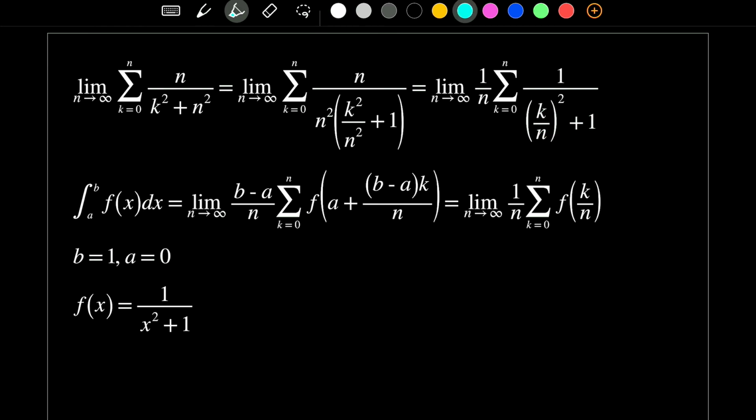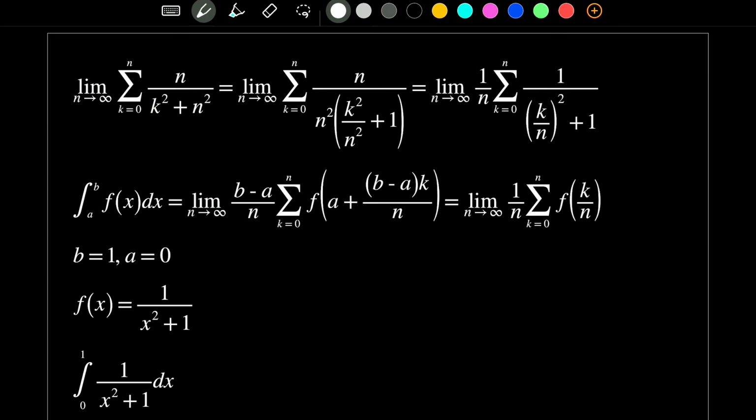But that means that if we look at this integral over here, we can actually write the integral from 0 to 1 of 1 over x squared plus 1 dx. And actually this is a pretty easy integral. So this antiderivative here is actually just standard. That's going to be the arctan of x evaluated from 0 to 1. And arctan of x evaluated at 0 is just 0, and at 1 is going to be pi over 4. So subtracting those from each other, we get pi over 4.